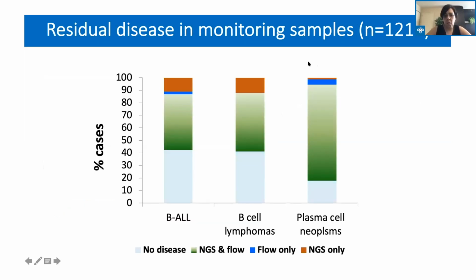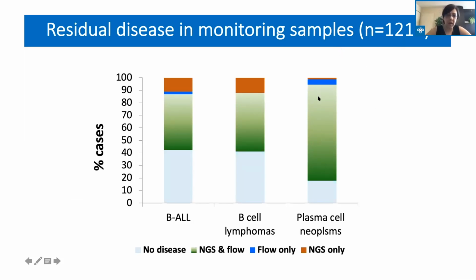How well does this work compared to flow cytometry? So it actually depends on the disease. If we looked at all of the cases that we have done, and this is specific patients that we have done in the past 3 years, if you looked at all of the plasma cell neoplasms, for example, NGS and flow cytometry work almost exactly the same.